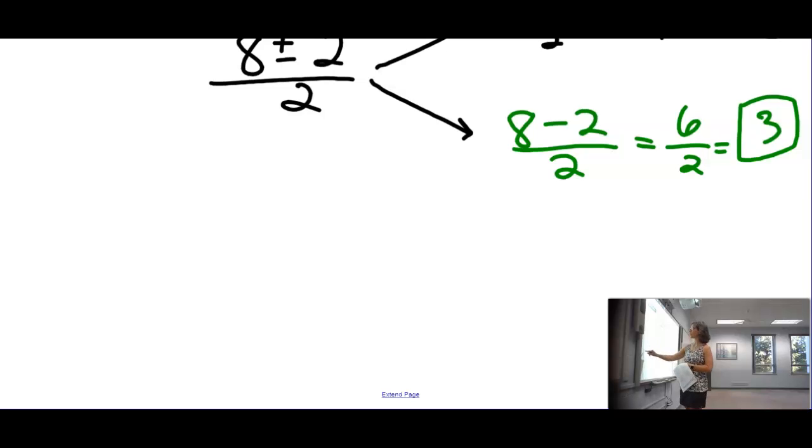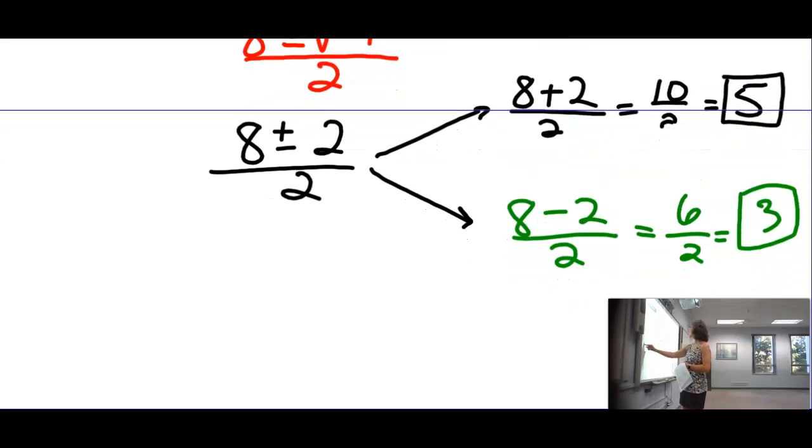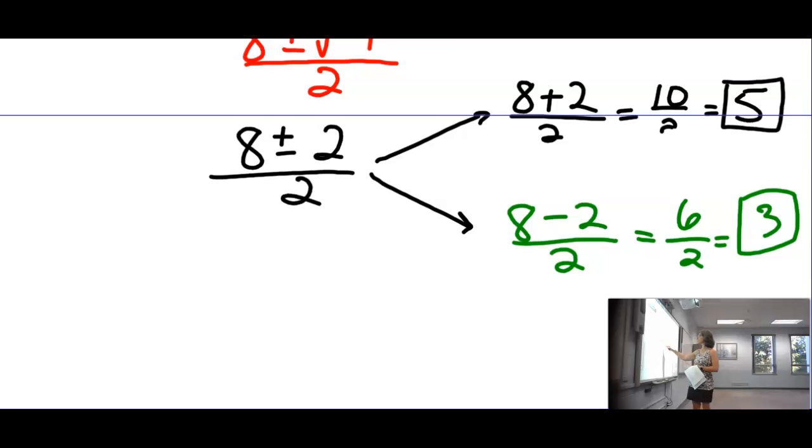I need to separate out the addition of 8 plus 2 divided by 2 in the black, and I need to separate out 8 minus 2 divided by 2 in the green. And then do the math, okay? So you should get 10 divided by 2, which is 5, and 6 divided by 2, which is 3. Okay, that's number 4.